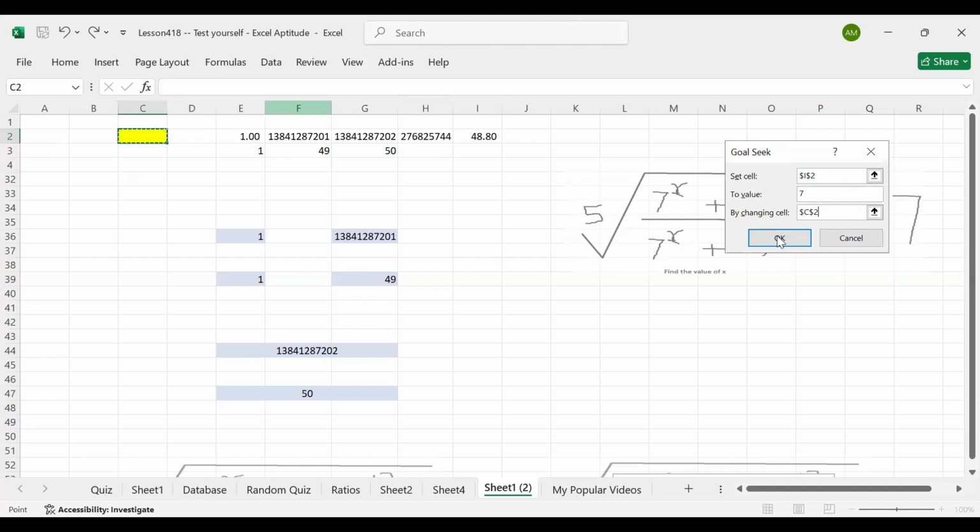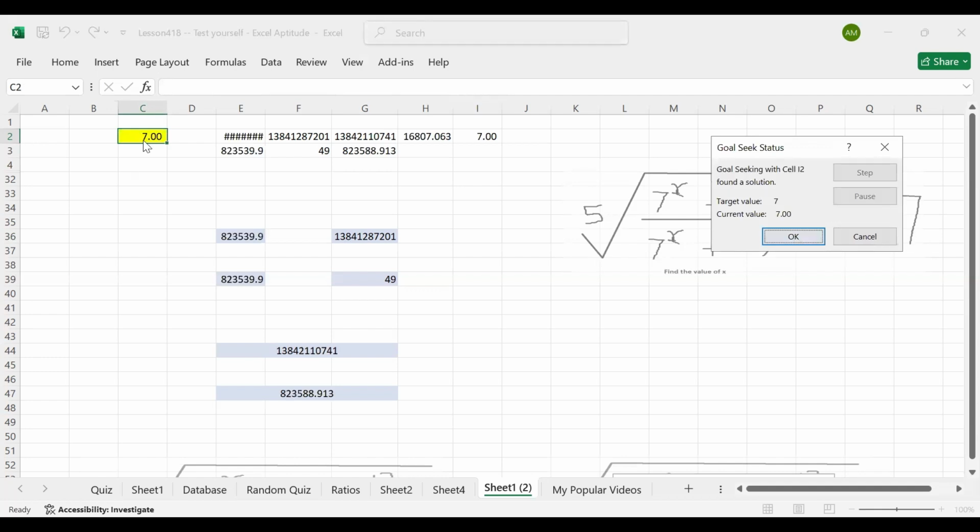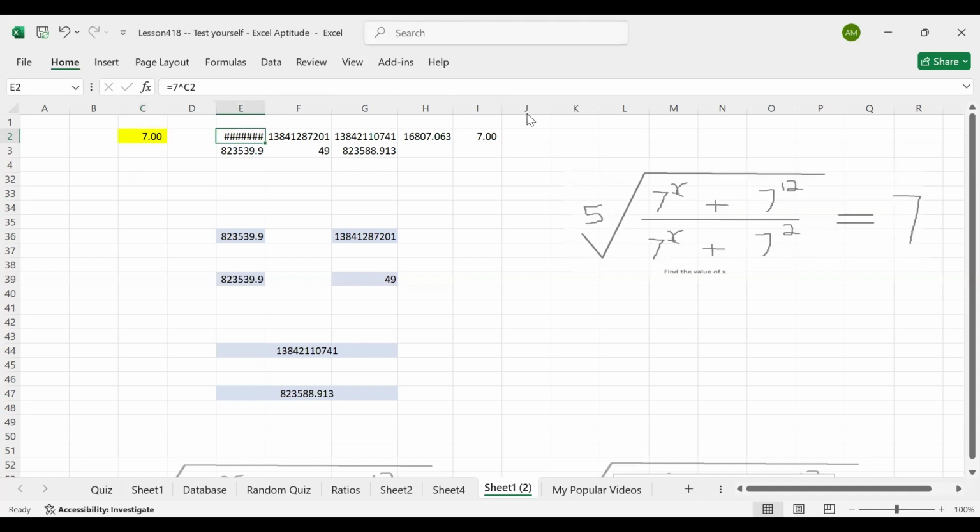Okay, so we click on it, and all we need to do is press enter. So that's it. You have the 7. The solution is already here. Okay, so you don't worry about this. We do it. We reduce this.